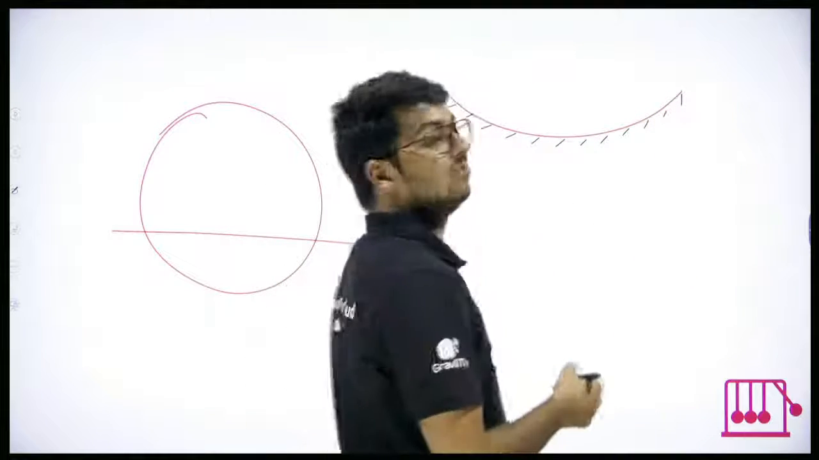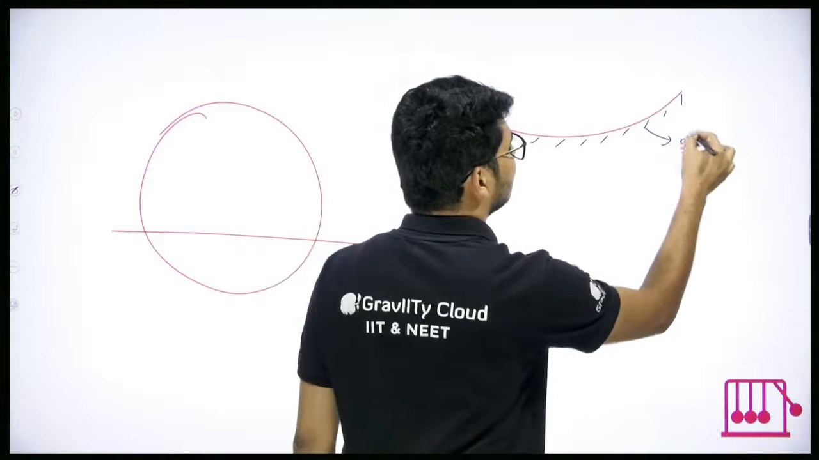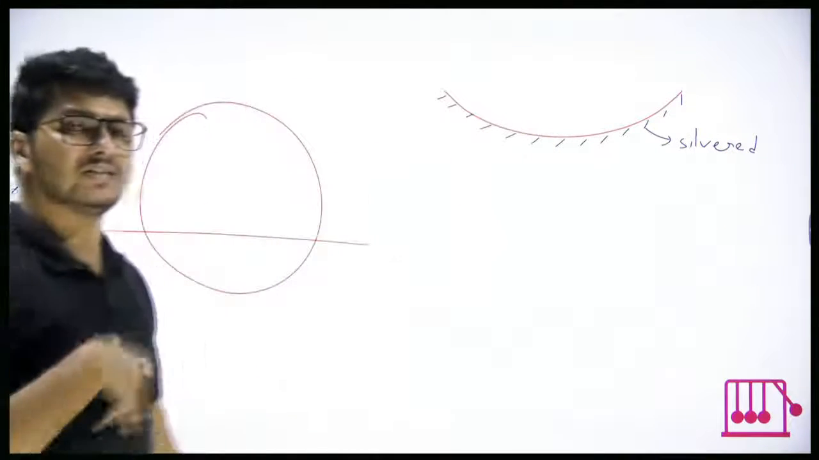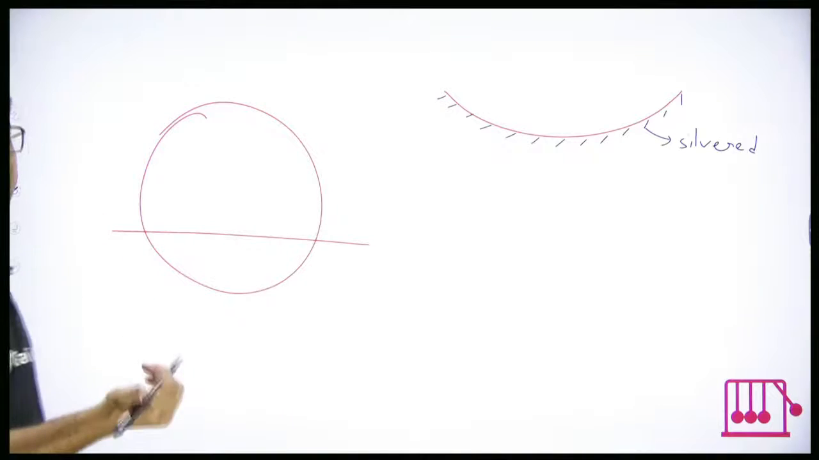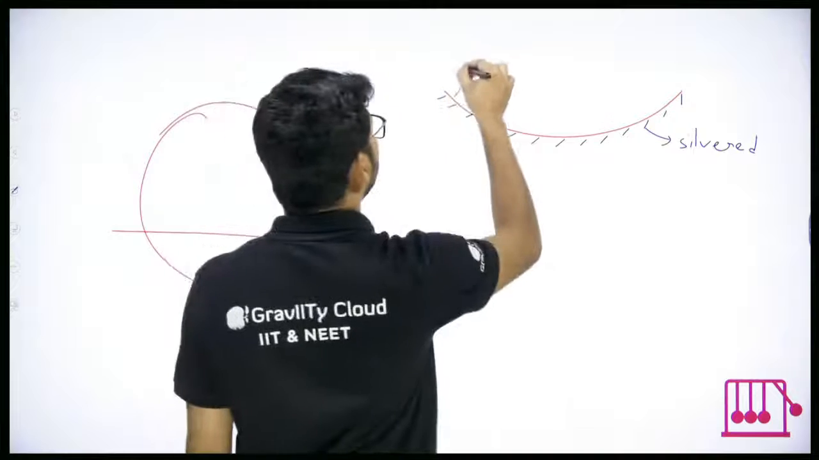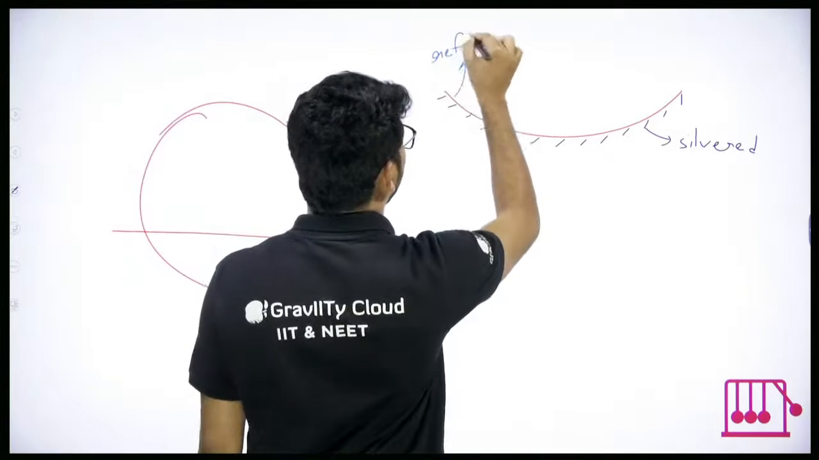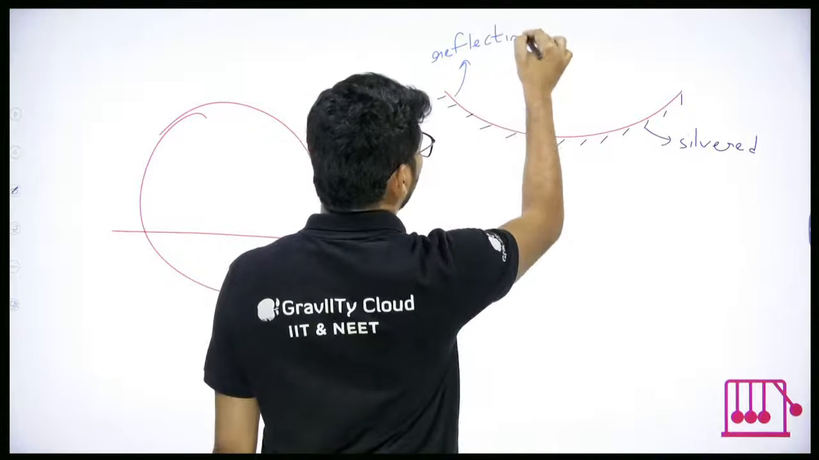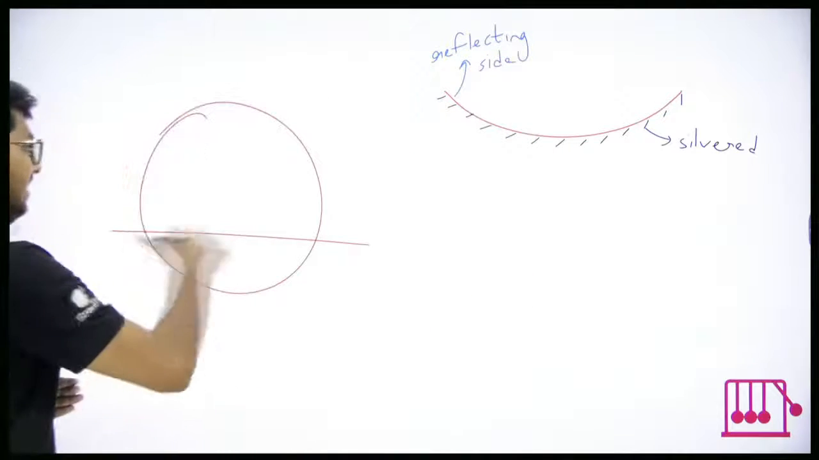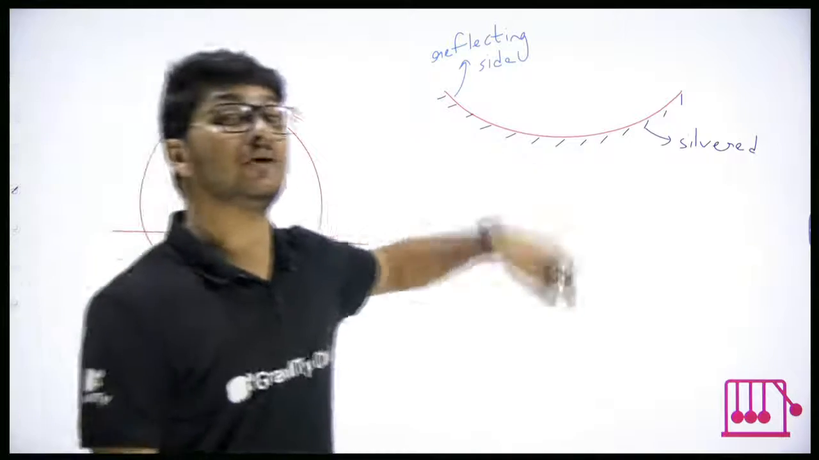These lines mean silvered. So here it is silvered. So you tell me, the outside is silvered or the inside is silvered? Outside is silvered. So which is the reflecting side? This will be the reflecting side. So we are cutting the sphere. We are taking a sphere, cutting it, and we are making it into a mirror.